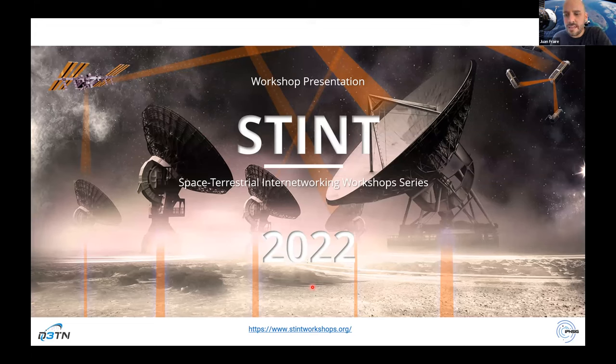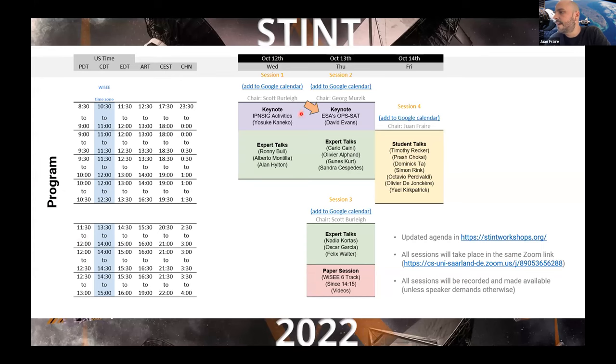So today we have Georg Mursik from D3TN, who will be chairing the session. Thank you, Georg, for offering your help here. At the beginning we have a very interesting keynote from David Evans from ESA, who will be sharing some details about OPSAT from the European Space Agency. Then we have a series of four expert talks by Carlo, Olivier, Gunes, and Sandra. Some of them are in a pre-recorded video, and we have Q&A live with them here.